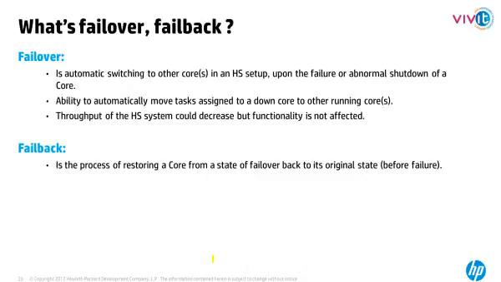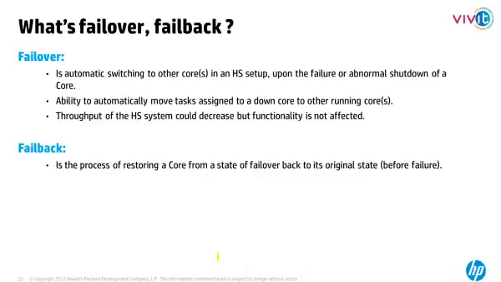Okay, what are the implications on the HS system? The throughput of the HS system could go down because we lost one core, but the functionality is not affected. Previously, if the 3 cores are running, let's say the group task was taking 5 hours to complete. With 1 core down, obviously it can't complete in 5 hours, so it may take 7 hours. The throughput will be down, but the functionality is not affected. That's one of the goals of the failover.